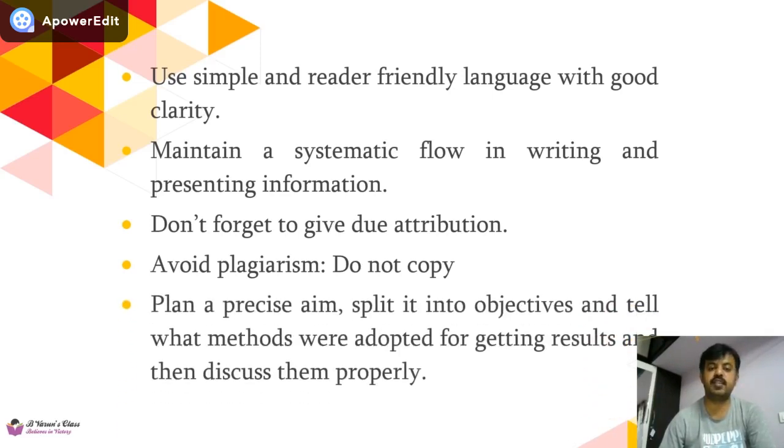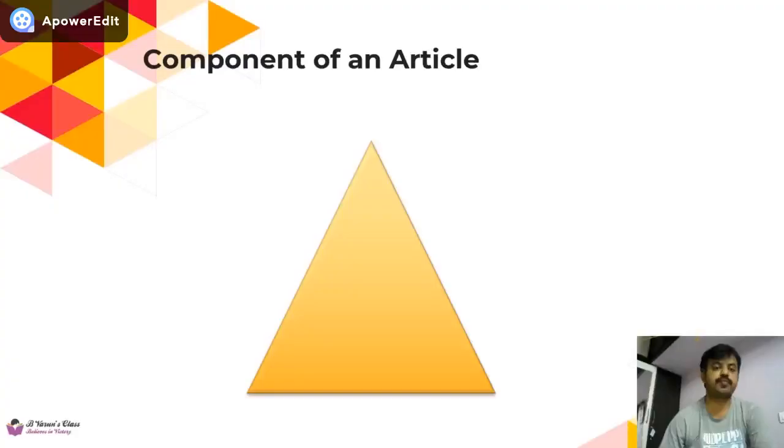Plan a precise aim. Whenever we are planning our aim, the aim should be subdivided into objectives, and these objectives should be addressed in a simple and easy way. So far we have discussed everything about the journal. Now we are going to see what the components of an article are.